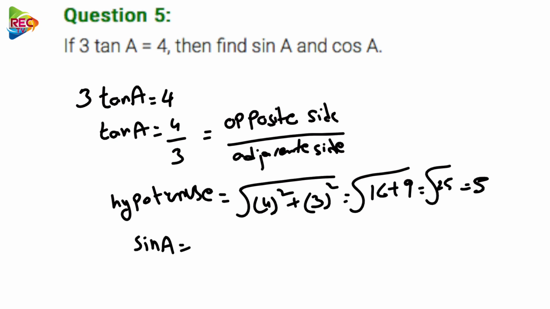So easily you find sin A. Sin A equals opposite side by hypotenuse. Here opposite side equals 4, hypotenuse equals 5. And the second one is cos A. Cos A equals adjacent side of the angle by hypotenuse. Here adjacent side equals 3 and hypotenuse equals 5.